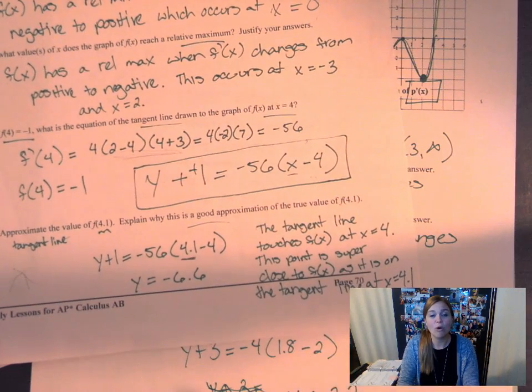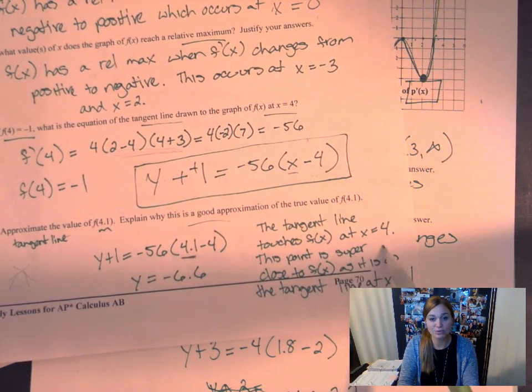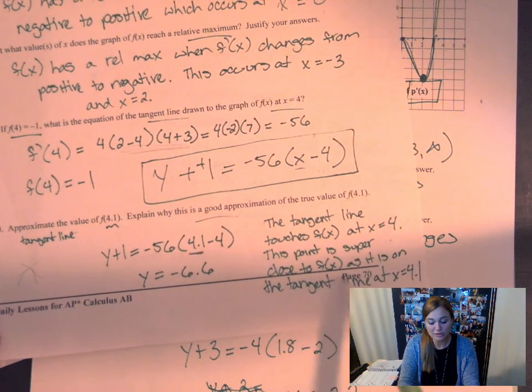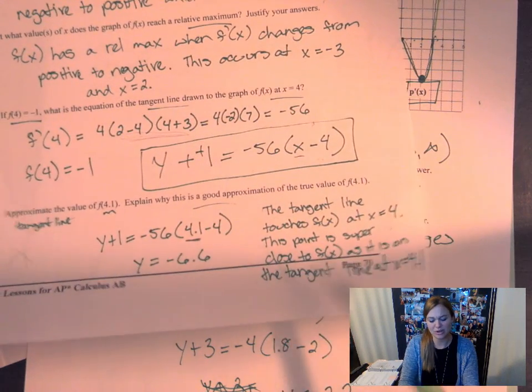If it asks, why is this a good approximation? It's just that the tangent line touches f of x at x equals 4. This point at 4.1 is super close to f of x, as its tangent line at 4. Nothing fancy, but that question does come up sometimes.